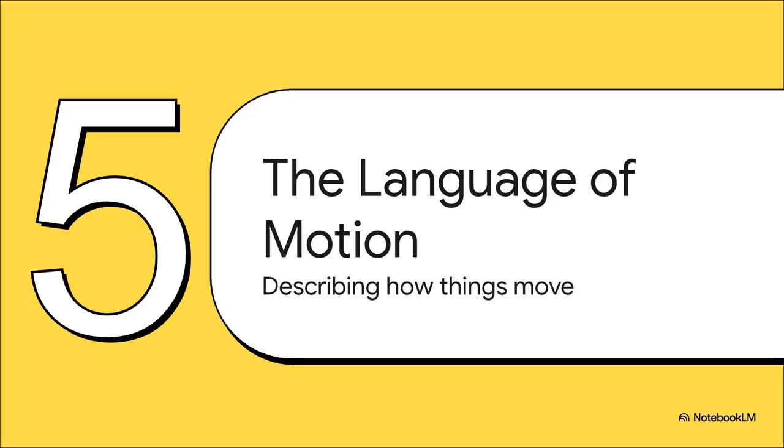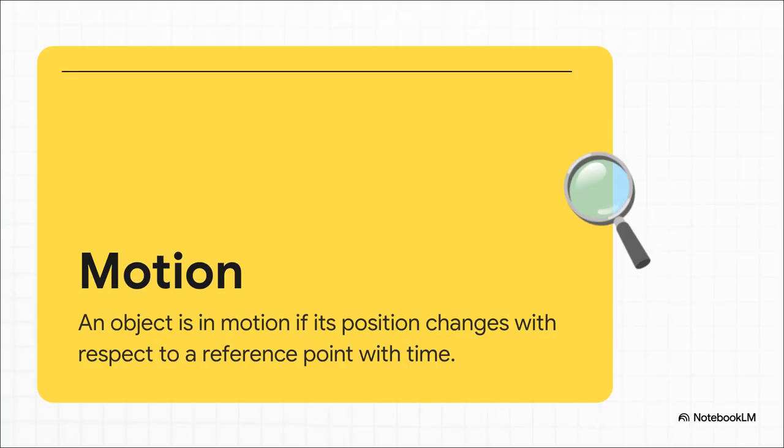Okay, now we can put it all together. We have standard units, like the meter, to measure distance, and we have reference points to describe location. With just those two ideas, we can finally start to speak the language of motion. So here's the big definition. An object is officially in motion if its position is changing over time. And here's the crucial part, with respect to a reference point. So Padma on that bus wasn't just moving, she was in motion relative to Delhi. See how it all connects?